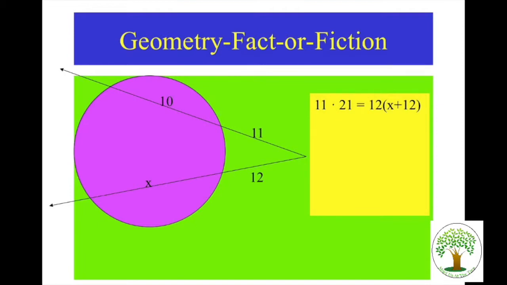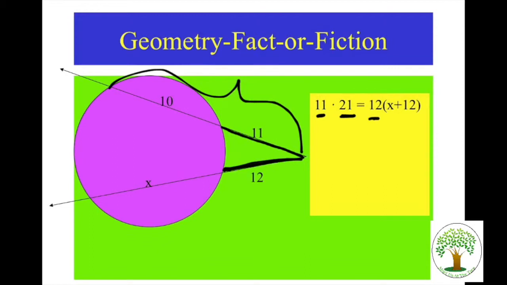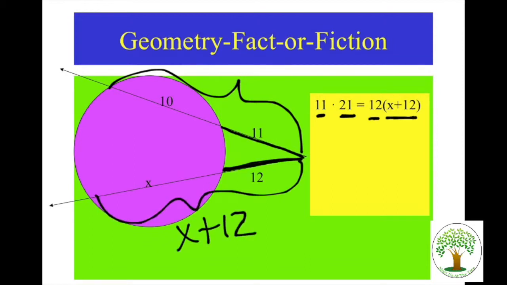Welcome back. The property said that if I multiply the outside times the whole, which would be 11, there's our 11, and 10 plus 11 is 21. So yes, we have 11 times 21. And then we'd have our outside piece, which is 12. Yep, there we have it. And the whole piece is going to be x plus 12. And we have it. This was a fact. This was a true statement.